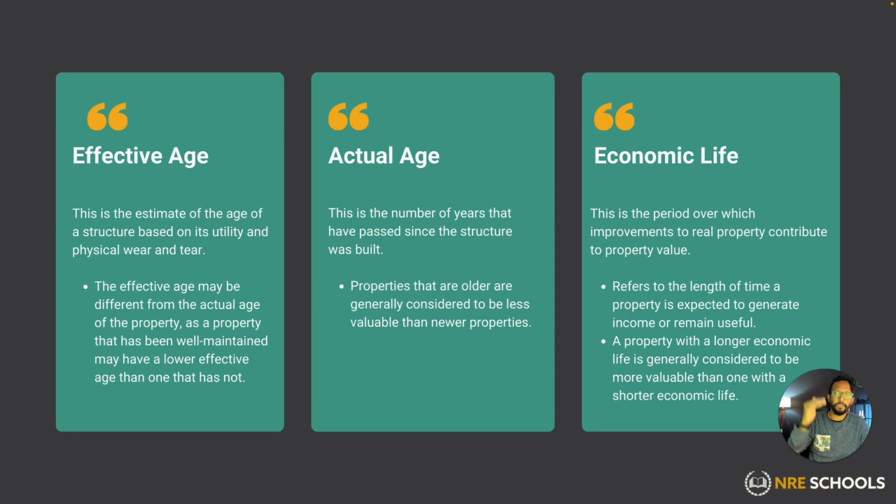Actual age has to deal with the year built, and the economic life. This one is the period in which improvements to real property contribute to the value. This refers to the time a property is expected to generate income and remain useful. A property with a longer economic life is generally considered to be more valuable than one with a shorter life. This one is referring to the investment life of that property. How long can this apartment house continue to generate value?